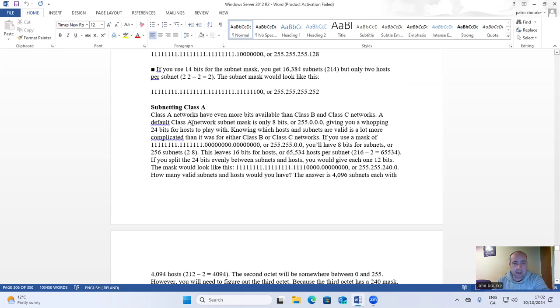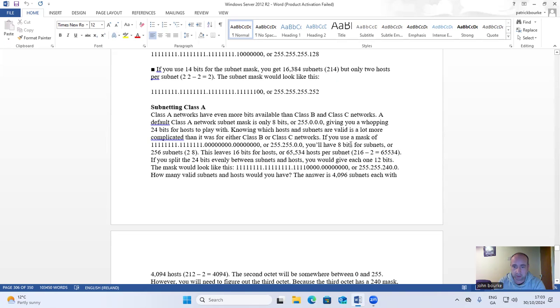Subnetting Class A. Class A networks have even more bits available than Class B and Class C networks. A default Class A network subnet mask is only 8 bits, or 255.0.0.0, giving you a whopping 24 bits for hosts to play with. Knowing which hosts and subnets are valid is a lot more complicated than it would be for either Class B or Class C networks.